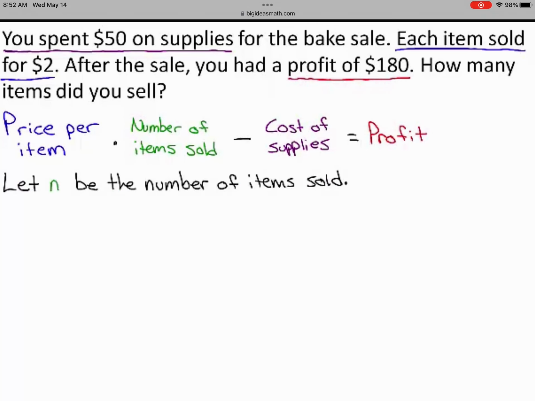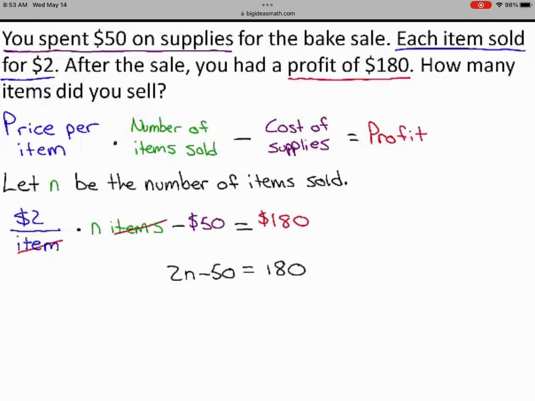Let n be the number of items sold. Substituting $2 for the price per item, n for the number of items sold, $50 for the cost of supplies, and $180 for the profit gives $2 per item times n items minus $50 equals $180. Notice that the units cancel on the left side of the equation. So 2n minus 50 equals 180.